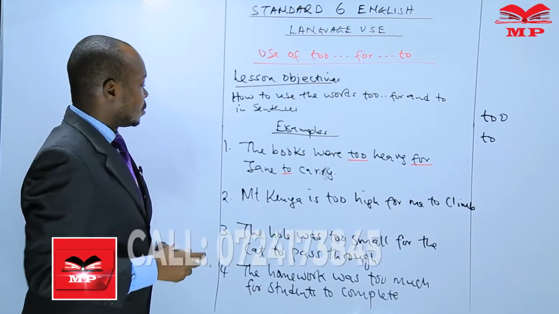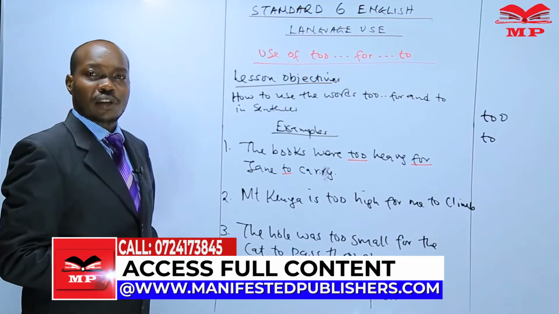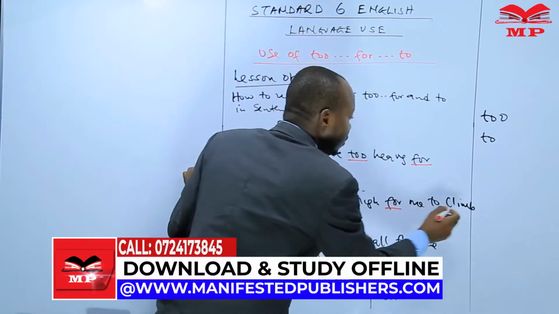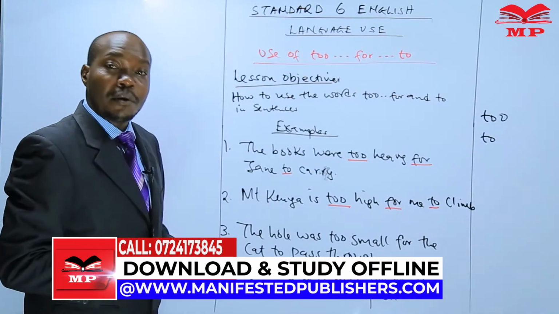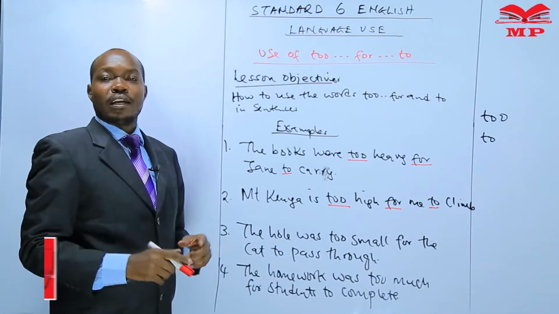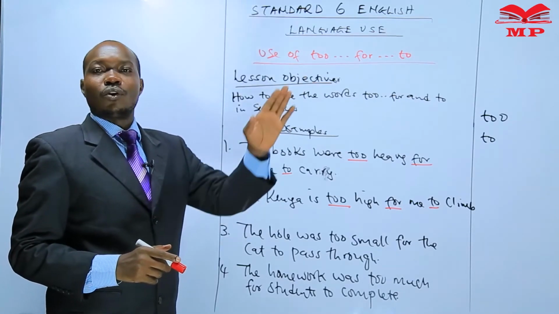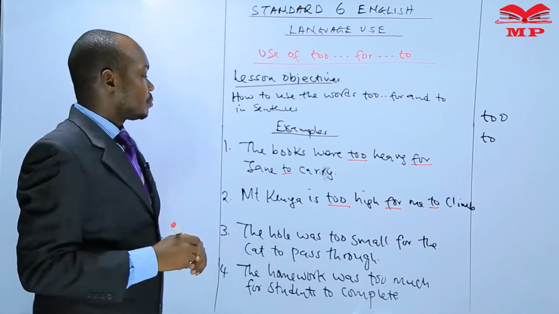Number 2, Mount Kenya is too high for me to climb. Too high for me to climb. That means I cannot climb Mount Kenya. Even if I try, I'll not manage because of its height. It's too high. I'll not manage.